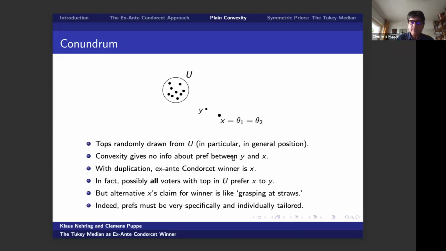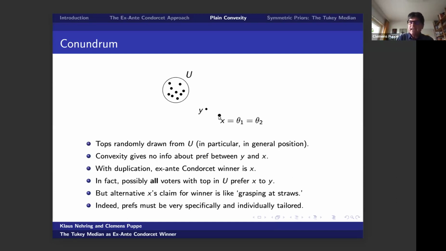Convexity gives no information about the preference between X and Y, even if you have a top here. So unless your top is on the line between X and Y, I have no information, so everything is possible. So again, the only information that I can distill from this situation is that X is the top of two persons, so it must be the winner. But this is in a sense a bit crazy, right? Because it is so clear that the vast majority of people would rather be on the side of Y than on the side of X.